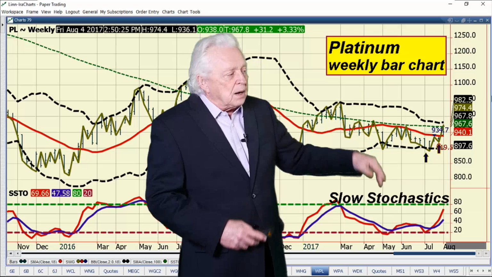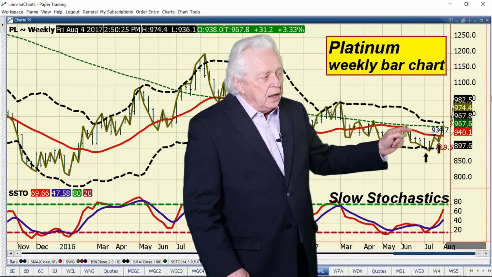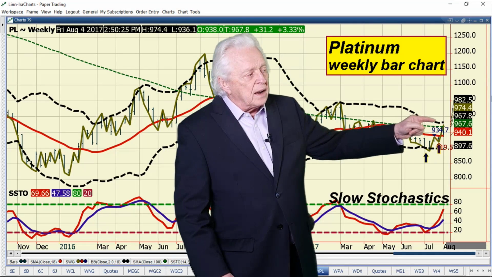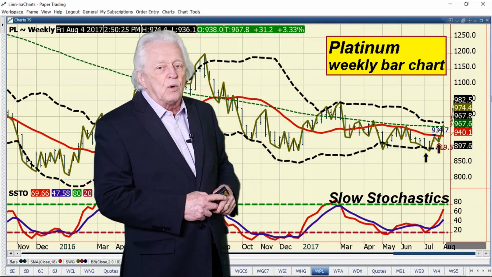In the platinum market, momentum is up, the trend is up, the bias is up. It hit its first objective, the 100-week average. If it can extend that, I'm going to be looking for then the 982.5 level, the upper Bollinger Band.